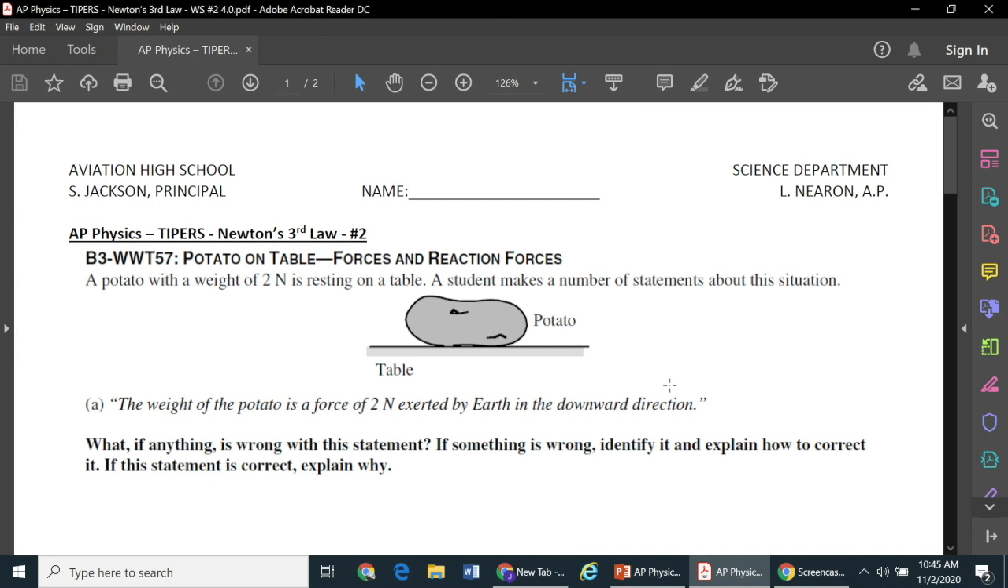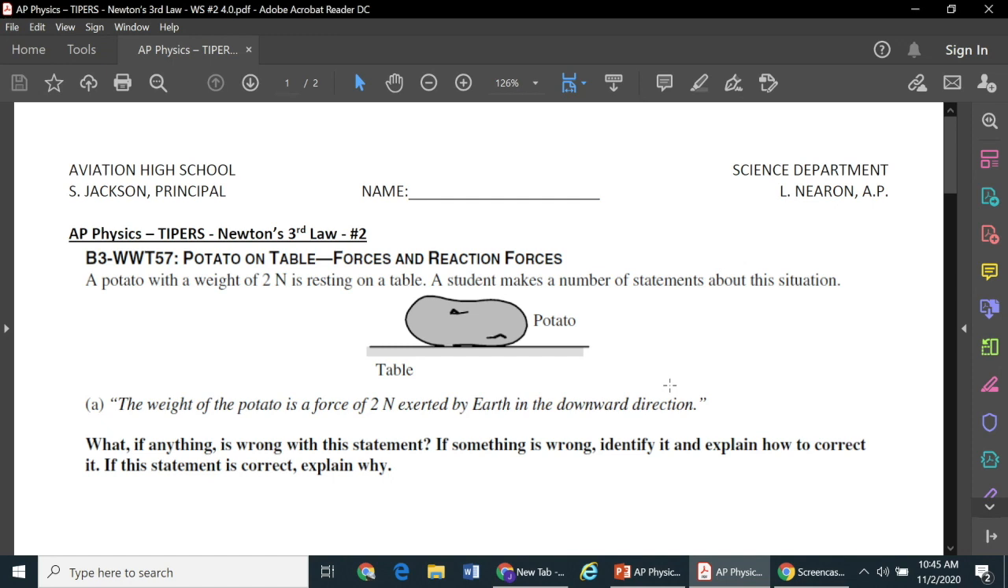On the front side of Newton's Third Law Worksheet number 2, you will see a problem called B3WWT57, which we are going to go ahead and answer now. This problem says a potato with a weight of 2 newtons is resting on a table.